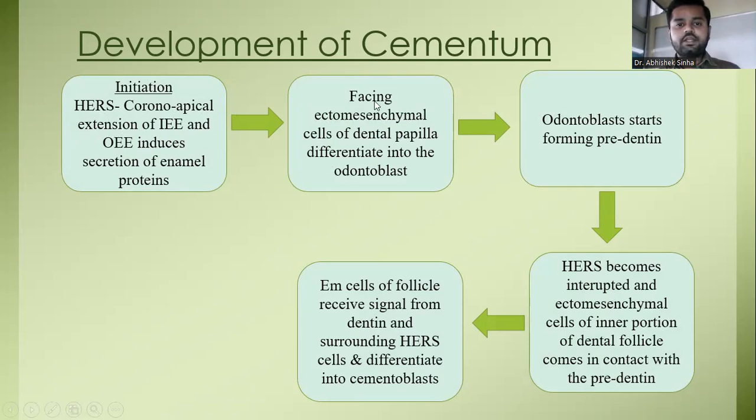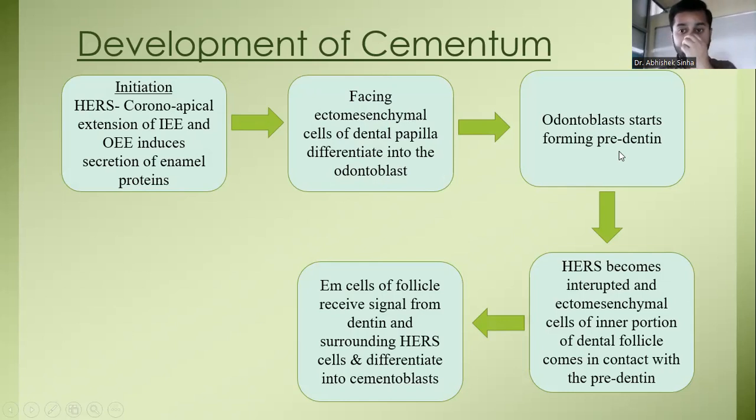After the enamel proteins are secreted, the facing ectomesenchymal cells of the papilla differentiate into odontoblasts. We'll come across these cells: cementoblast, fibroblast. Remember the periodontal ligament slide? We had spoken mostly about fibroblasts, right? In this, we will be speaking more on cementoblast. Now, odontoblast leads to formation of your dentine. So, once these enamel proteins are secreted, the facing ectomesenchymal cells of the dental papilla differentiate into odontoblast. Odontoblasts, as I said, are dentine forming cells, so they start releasing predentine.